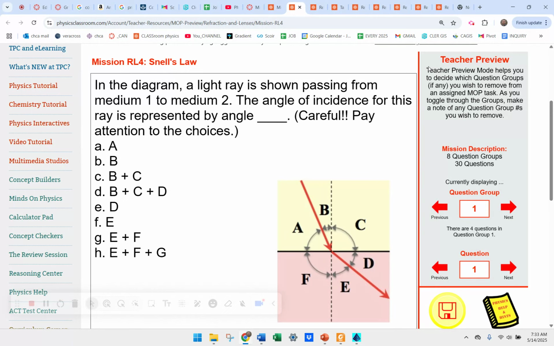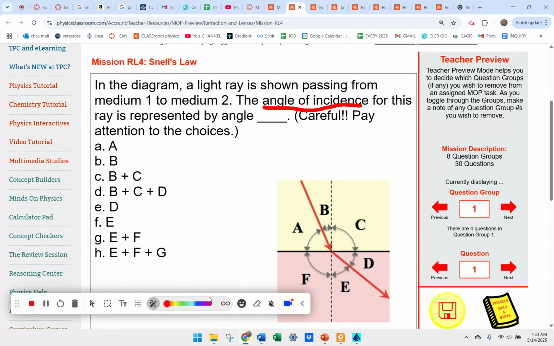All right, so the purpose of this video is to explain and look at, this is classroom, mine's on physics, RL4, specifically called Snell's Law. I will make an effort to go through the majority of these question groups. And to start with on this, we want to look at this first one. It's asking for the angle of incidence.